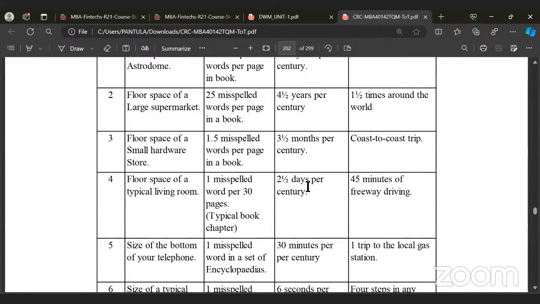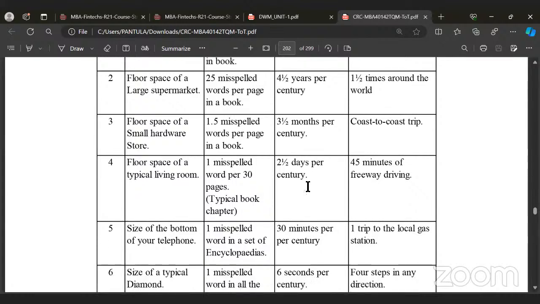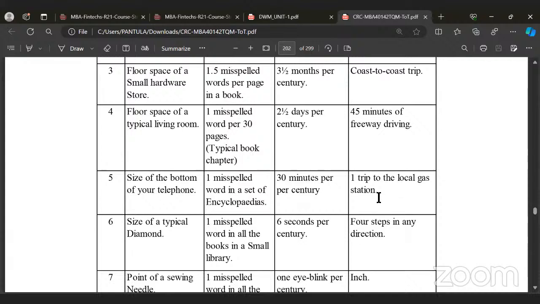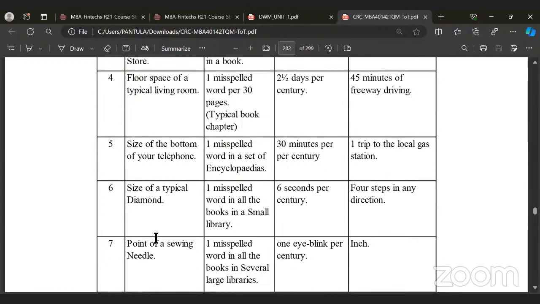Then the size of the bottom of your telephone. It's a very narrow space. One misspelling in a set of encyclopedias. 30 minutes per century. It's going to reduce. One trip to the local gas station. It's very narrowed down.